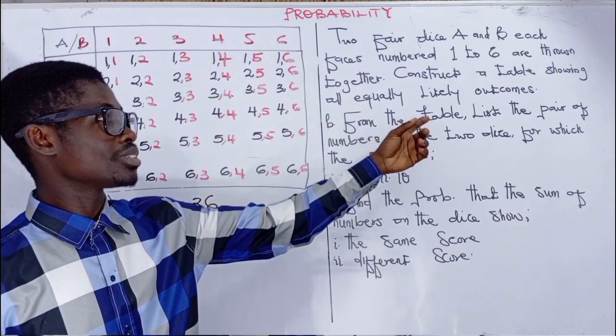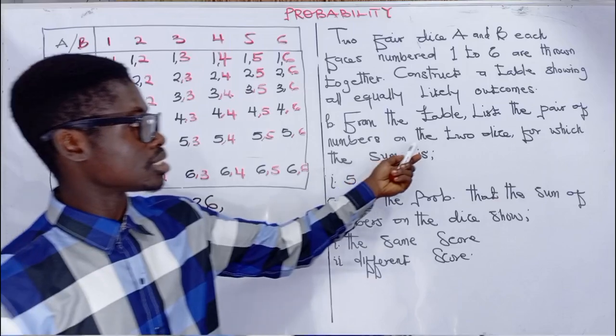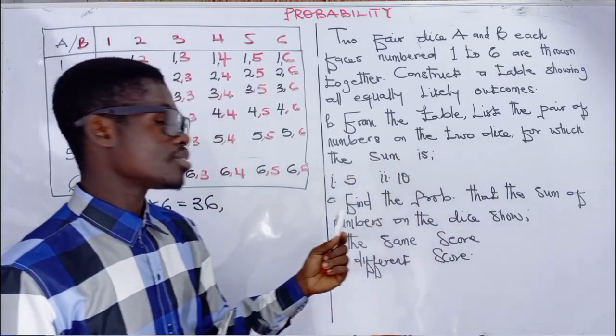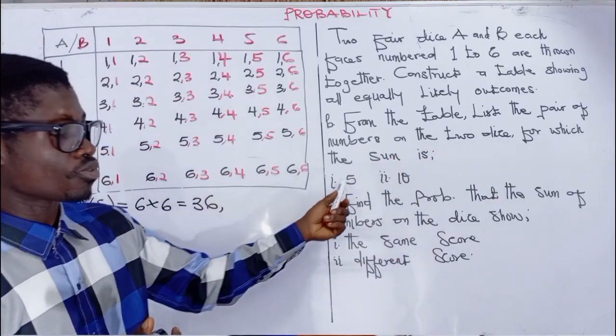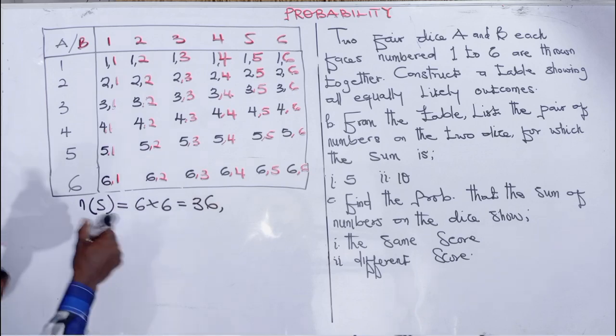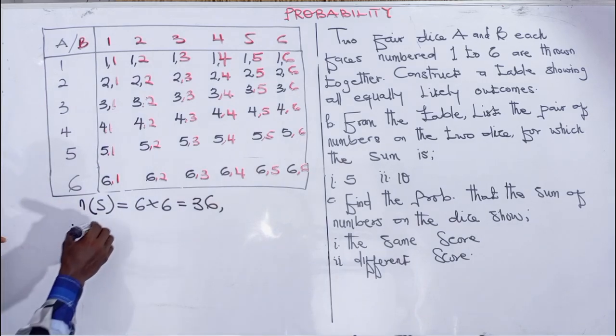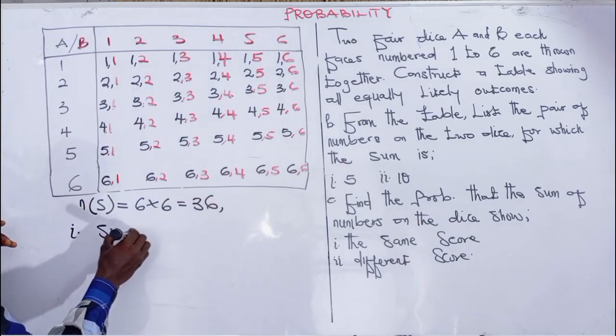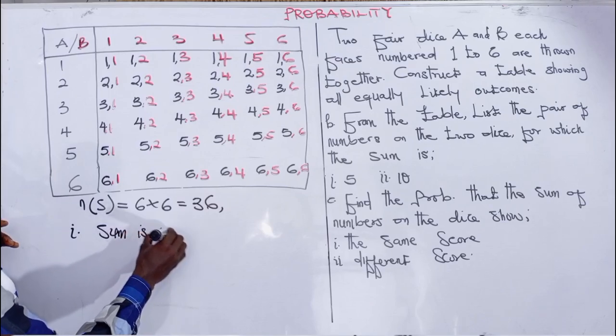From the table, we want to list the pairs of numbers on the two dice for which the sum is equal to 5. So we have I. The sum is what? 5.